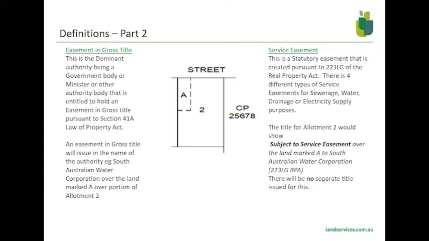As regards a service easement, this is an easement that is a statutory easement that is created pursuant to the Real Property Act. They are only for sewer, water, drainage or electricity supply purposes. They are shown as a service easement in the text of the easement clause, and there is no easement title issued for this easement.